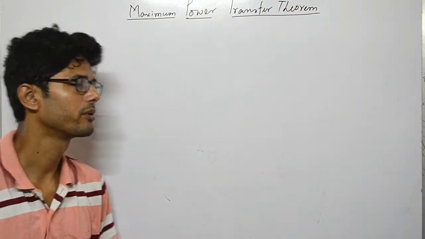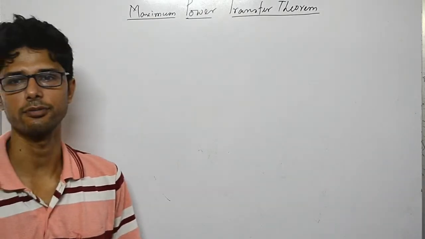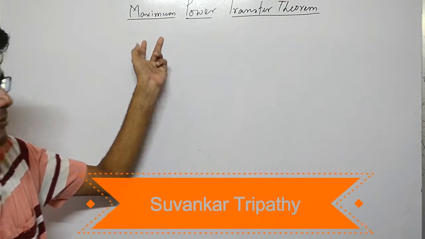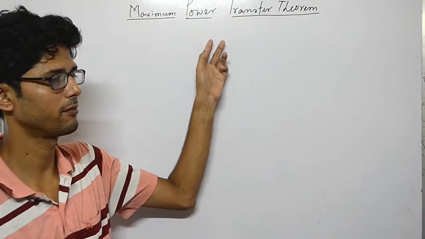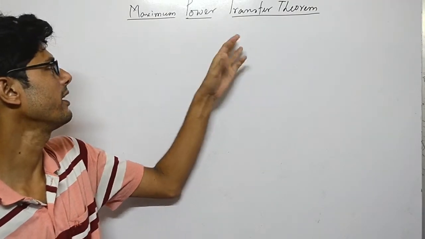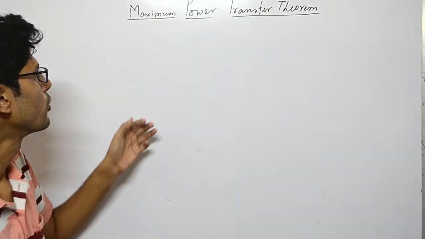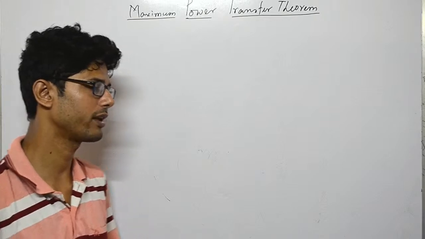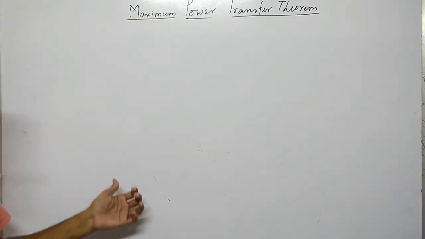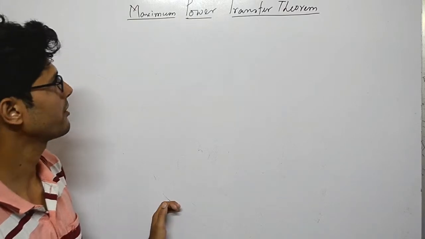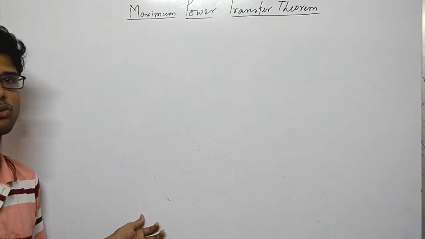Today I am going to discuss the maximum power transfer theorem. From the word maximum, that means you have some maximum value. Power means, in terms of V into I. Transfer means there should be a source and a destination. So the maximum power transfer theorem explains that when the source resistance is equal to the load resistance, then the maximum power transfer takes place from source to load.